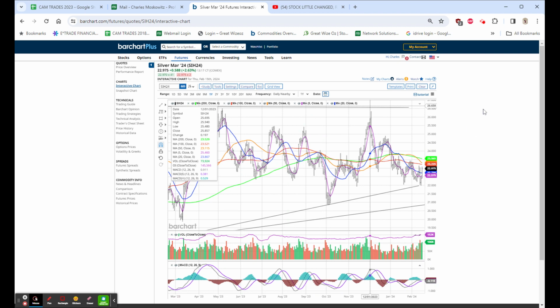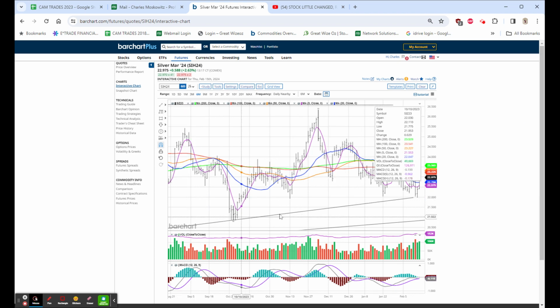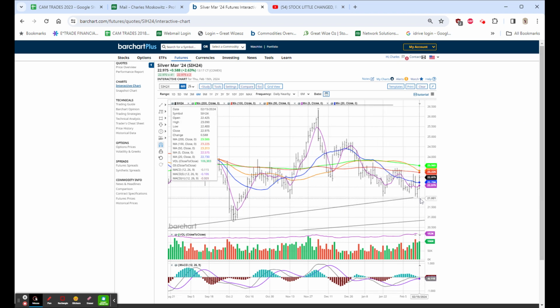As you can see, the closer I am to wanting to make a trade, the shorter the term of the chart that I look at. So let's go here and we'll just take a quick look at the 6 month. And what do we have? We still have this trend line. We came right down to it and we closed on the high of the day.